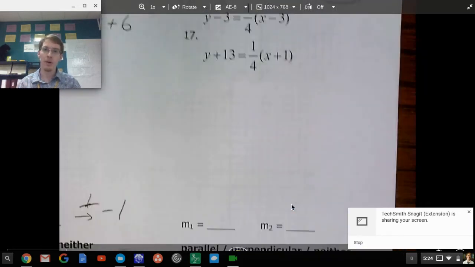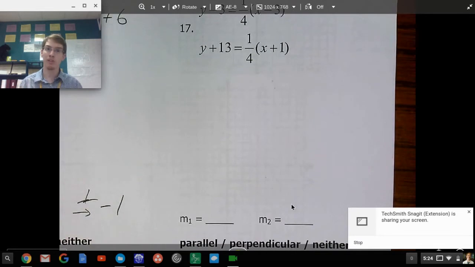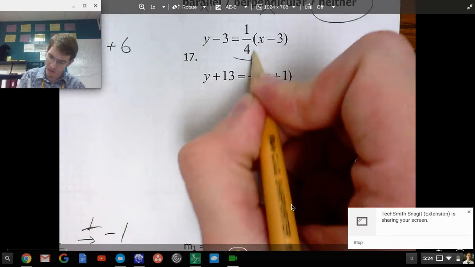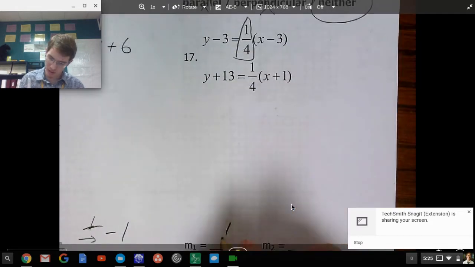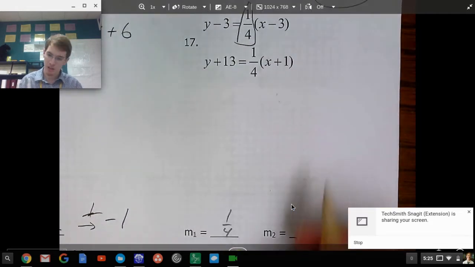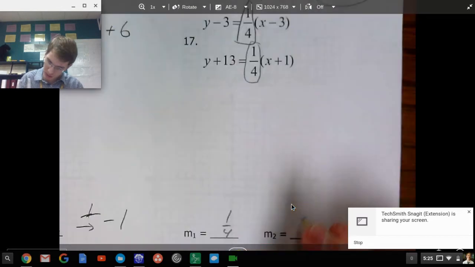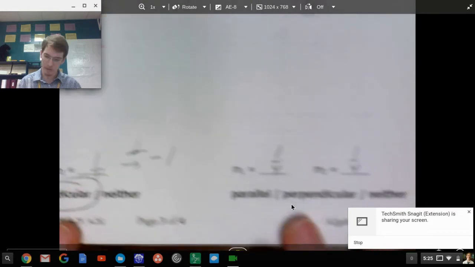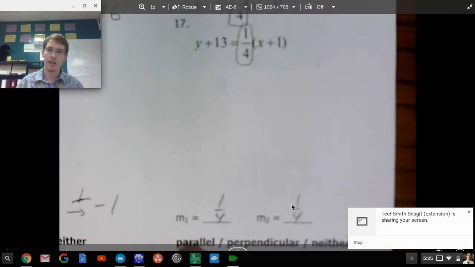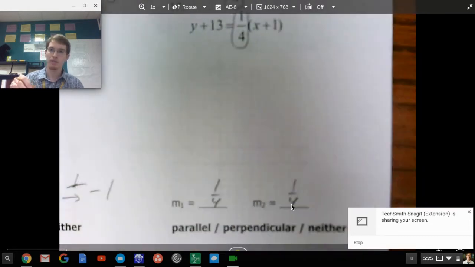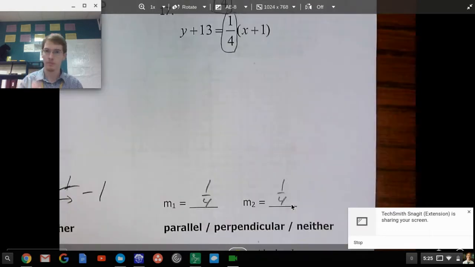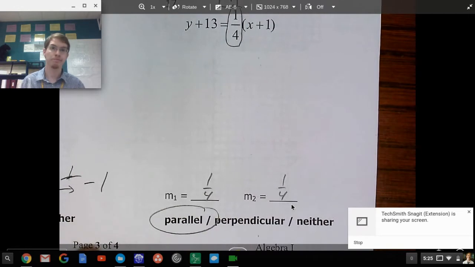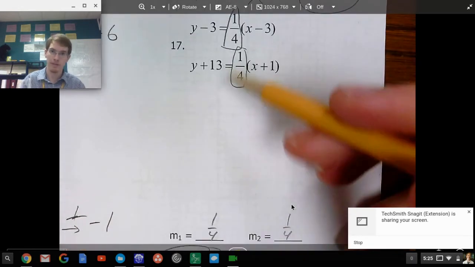Okay, so all we really care about right now for parallel, perpendicular, neither is the slope. So what's the slope of the first one? We just said that it's this thing right here, right? It's the 1/4. So the slope 1 is 1/4. The second one, same thing. It's got 1/4. Okay, so our options are: are they the same slope? Are they opposite reciprocals? Or are they neither of those? Well, these are the exact same numbers. These are parallel. And that's all we need to know. So if we recognize that right there, that's it.